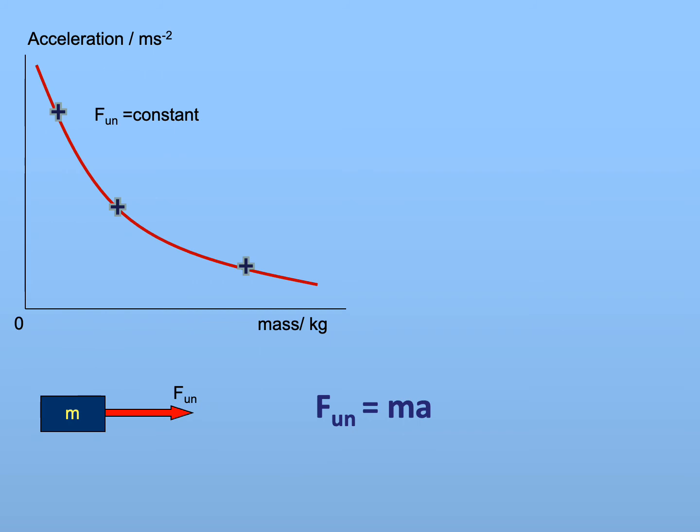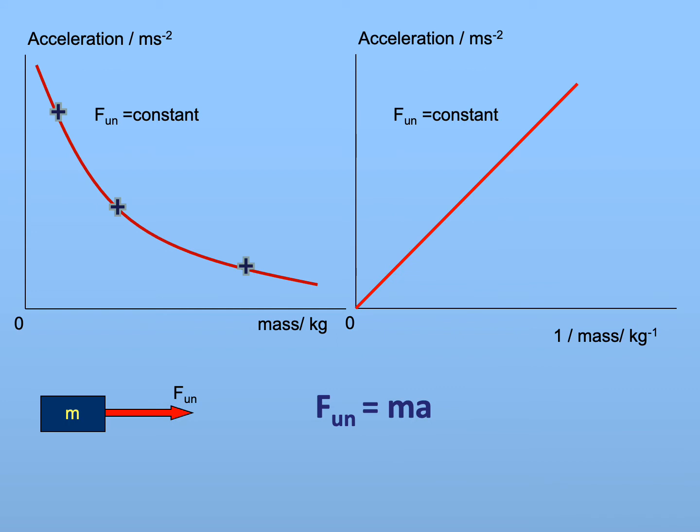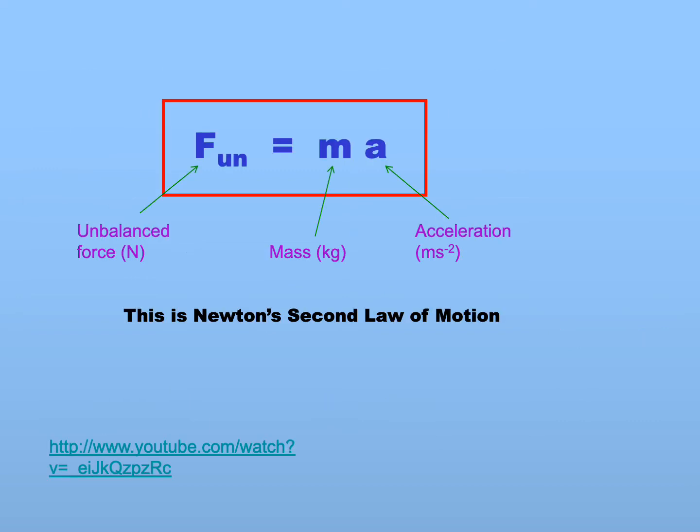Now that's tricky to deal with, so look at this. We have a little trick, if you like. What we do is we plot acceleration on the y-axis just the same as before, but this time we plot 1 over mass on the x-axis, and miraculously we get a nice straight line. Now bringing all of this together just confirms for us that the unbalanced force F sub un equals ma. This is Newton's second law of motion.